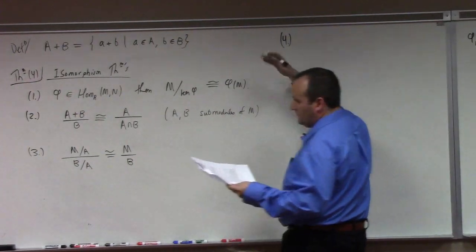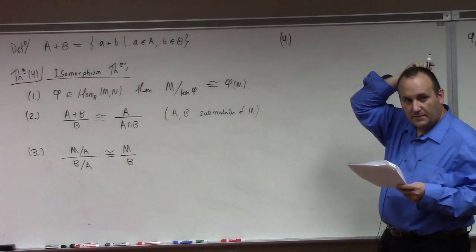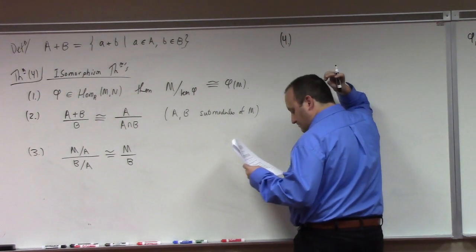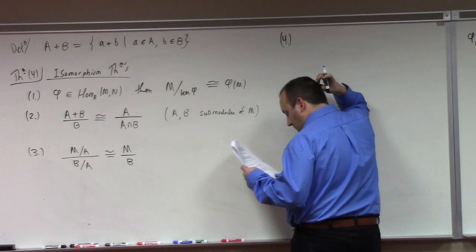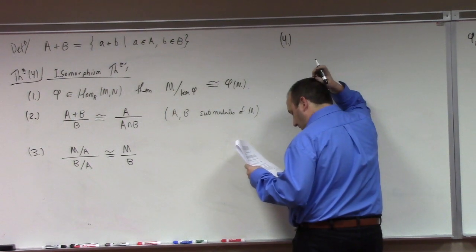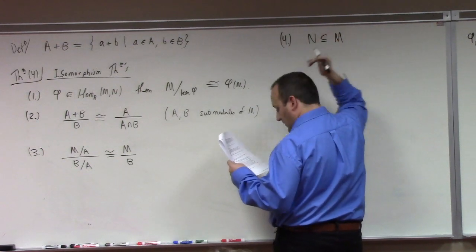Really, any one of these, well, 2 or 3, would make a good homework question. All right? 4 is a little bit harder to understand. All right? N is a submodule of M. All right?